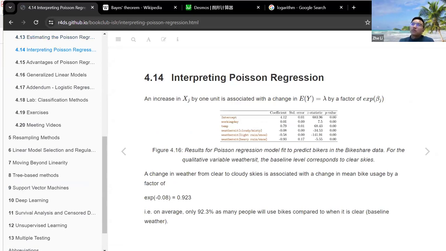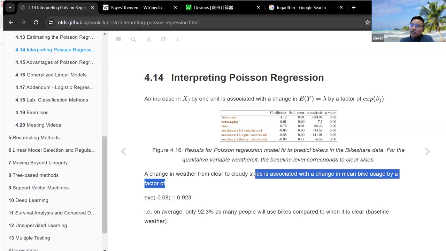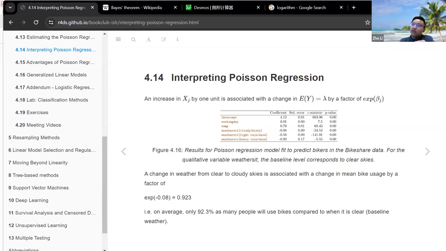For example, if we use this modeling technique, we get this result, and we have this coefficient. For example, if the weather is cloudy or misty, I guess the base value zero is misty or cloudy or vice versa, but I don't remember. So if it is, the coefficient here is 0.8. So how do we interpret it? Zero is clear weather, but one corresponds to a cloudy sky.